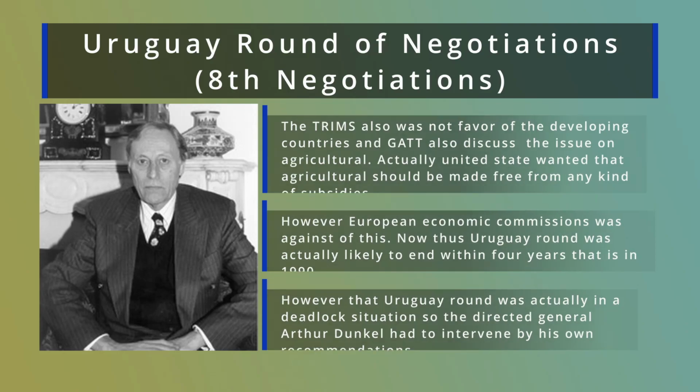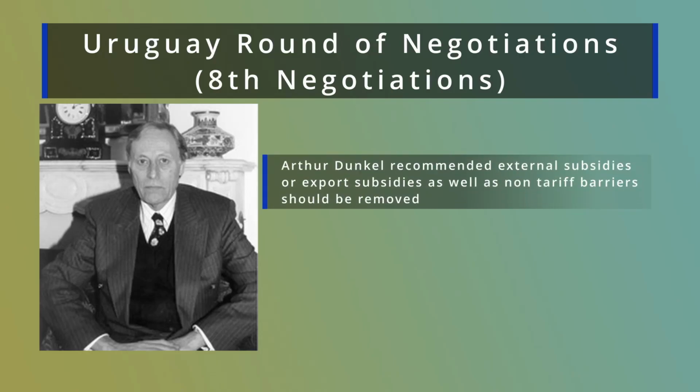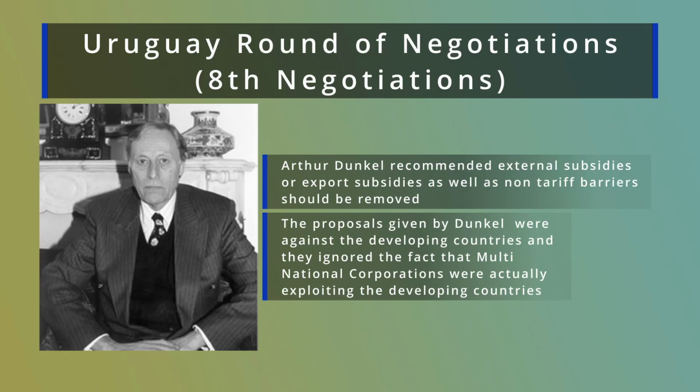his own recommendations, and in his recommendation he recommended that all kinds of external subsidies or export subsidies, as well as non-tariff barriers, should be removed. And the proposals given by Dunkel, as well as the GATT negotiations, were all actually against the developing countries, and they ignored the fact that MNCs, or multinational corporations, were exploiting the developing countries.